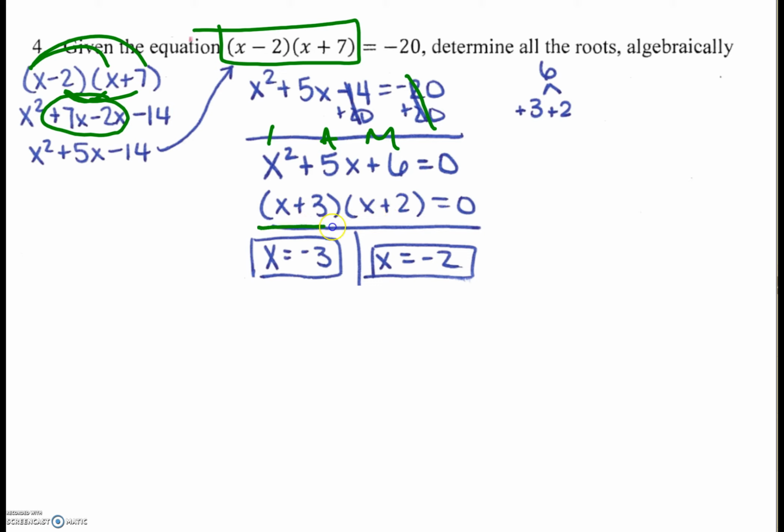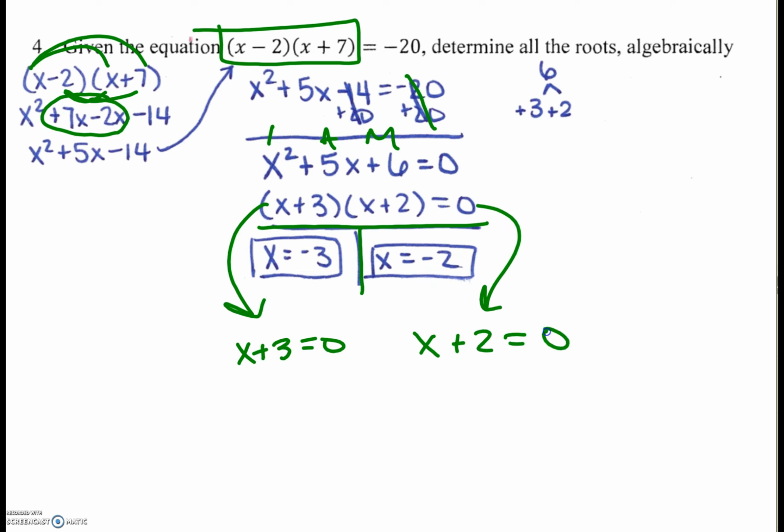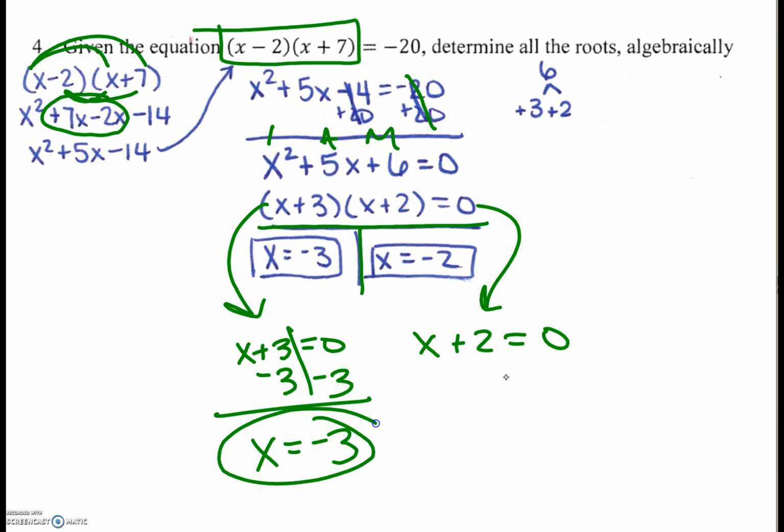Once we do that, we have to set each factor equal to 0. So we have x plus 3 equals 0, and then x plus 2 equals 0. From here, you're just solving a one-step equation, so subtract 3 to the other side to get x equals negative 3. And then here, we're subtracting 2 to the other side to get x equals negative 2.